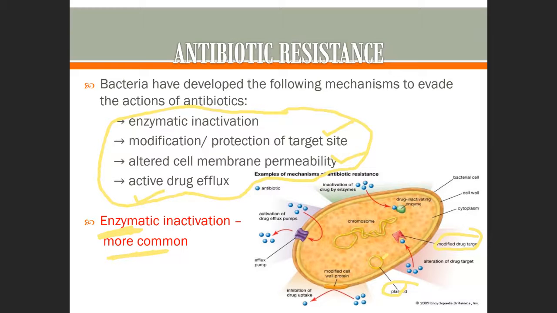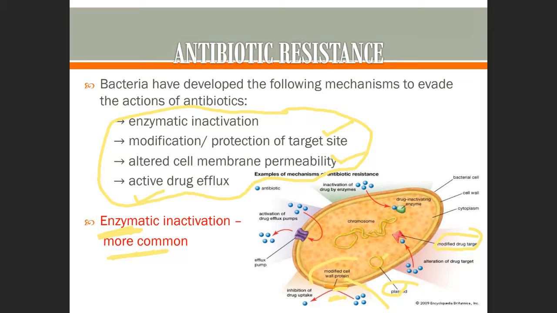Okay, and altered cell membrane permeability. Here what happened is the drug is inhibited from getting inside the cell. Why? Because if you see carefully at this point, the cell wall over here is a little bit thicker. So here it is altering the cell membrane permeability.